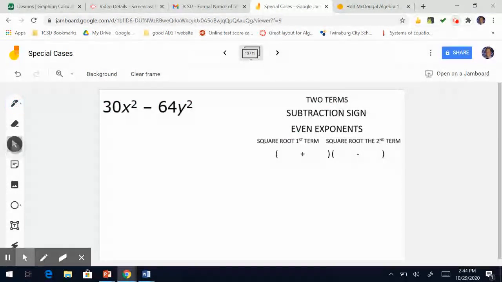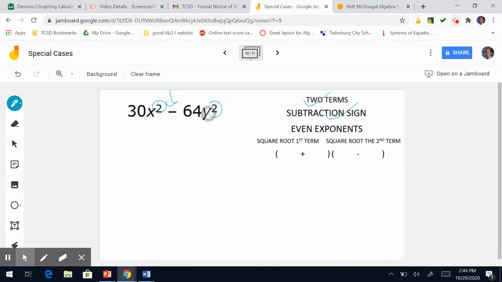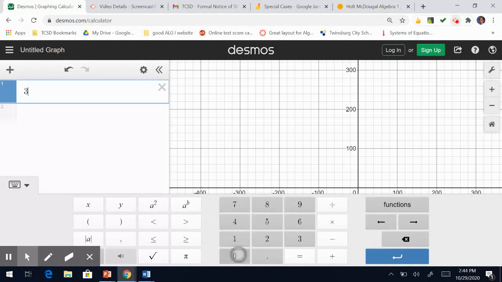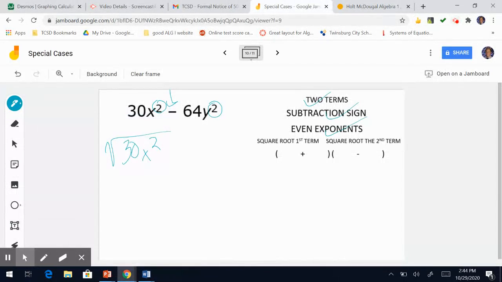All right. Here, again, I'm going to move this for a quick second. 2 terms. Do we have 2 terms? 1, 2. Boom. Check. Do we have a subtraction sign? Check. Do we have even exponents? 2 and 2. Those are both even. Let's square root the first term. 30x squared, square rooted. If I don't know if 30 is a square root, I go here. Square root button first, silly goose. 30. And guess what? It is not a perfect square. So guess what this is not? It's not a perfect square trinomial, and this is going to be the simplest form, that binomial.